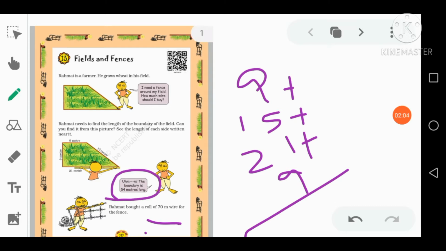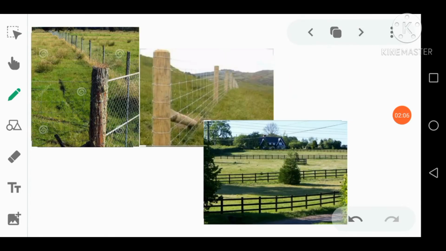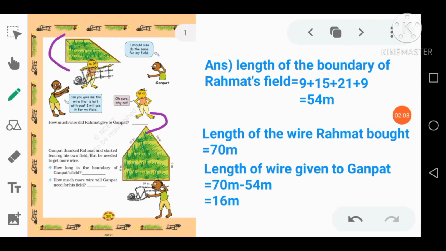So what you have to do is write all this in your classwork and draw neatly one fence, one field. So see, he finished all his boundary work, fencing work and all. So some wire was left with him. So Ganpat, after seeing this, planned that he will also do fencing for his field. So he's asking, can you give me the wire that is left with you? I will use it for my field. Oh sure, why not? So he is giving the rest of the wire to Ganpat.